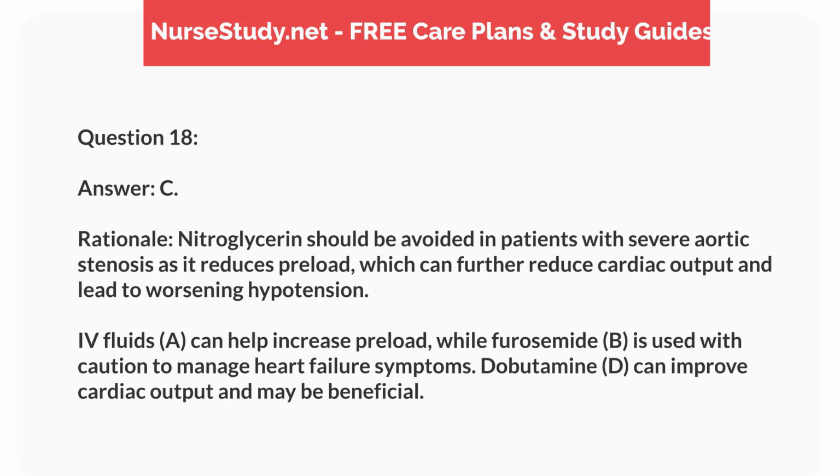Rationale: nitroglycerin should be avoided in patients with severe aortic stenosis as it reduces preload, which can further reduce cardiac output and lead to worsening hypotension. IV fluids, A, can help increase preload, while furosemide, B, is used with caution to manage heart failure symptoms. Dobutamine, D, can improve cardiac output and may be beneficial.